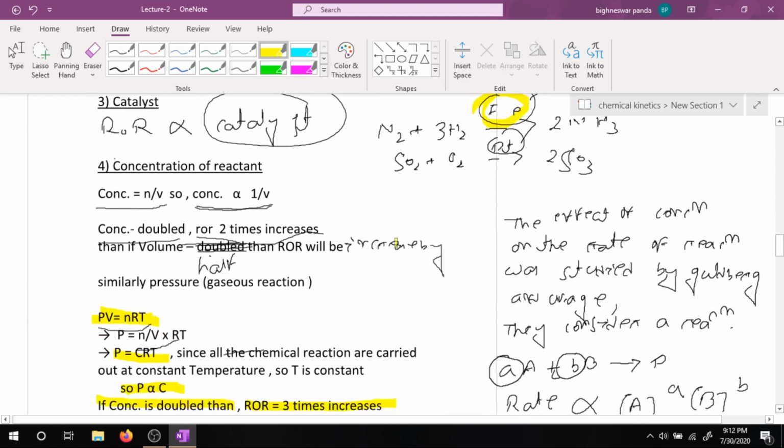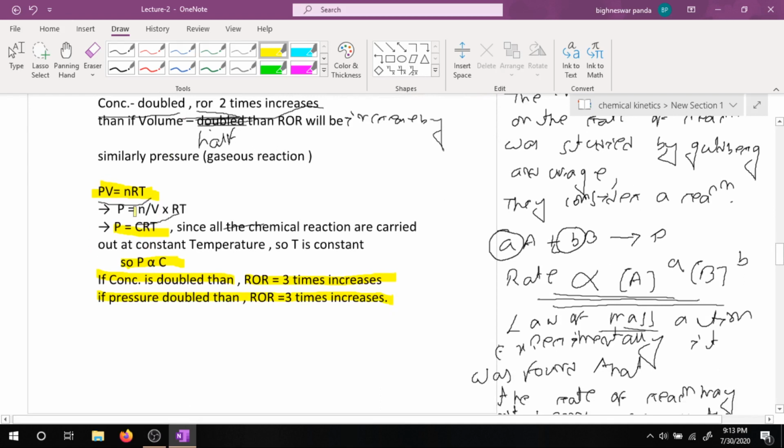Similarly, concentration of reactant, this is important. If concentration is equal to n by V, so concentration is inversely proportional to volume. If for a reaction the concentration is increased by 2 times, then rate increases by 2 times. For a reaction, consider, if volume becomes half, then rate of reaction also increases by 2 times. Similarly, for pressure, if the reactants involve gaseous reactant and product, we can write PV is equal to nRT and P is equal to n by V RT. So P is equal to CRT.